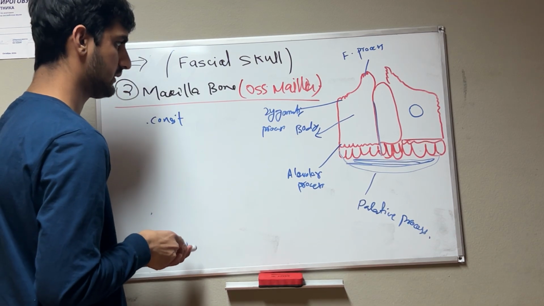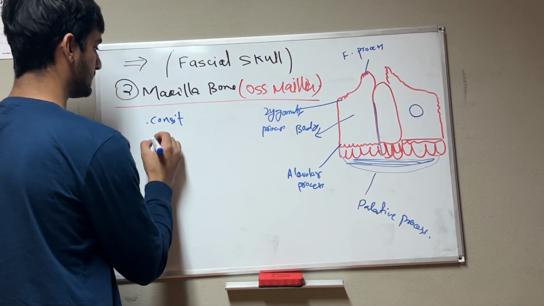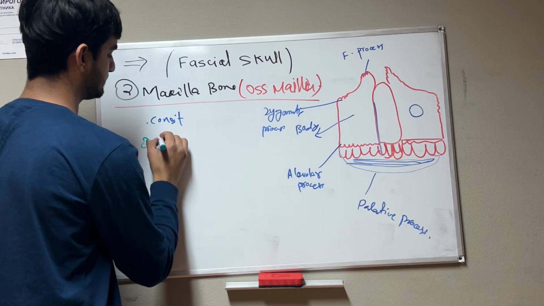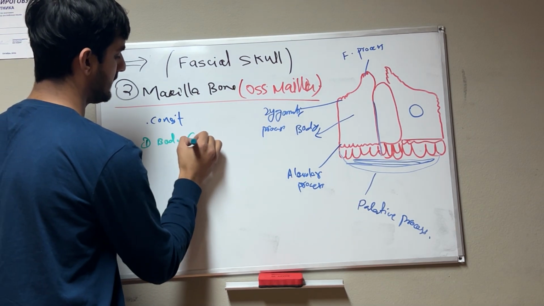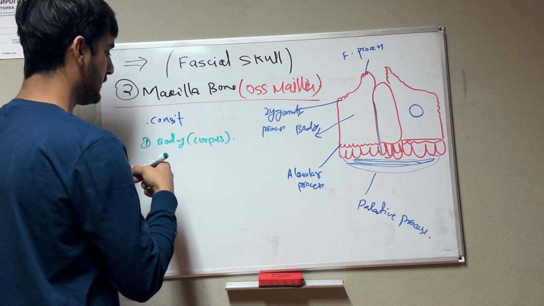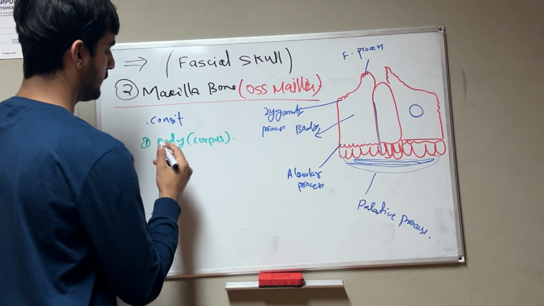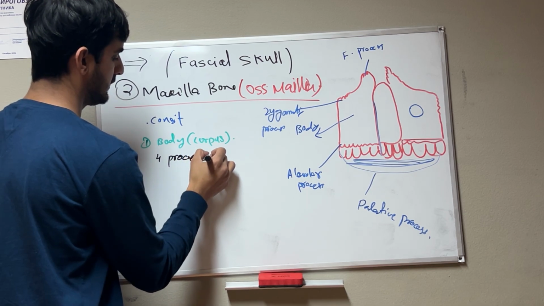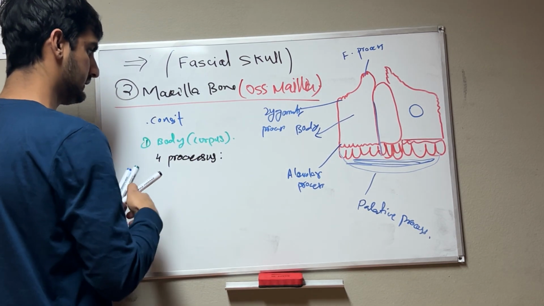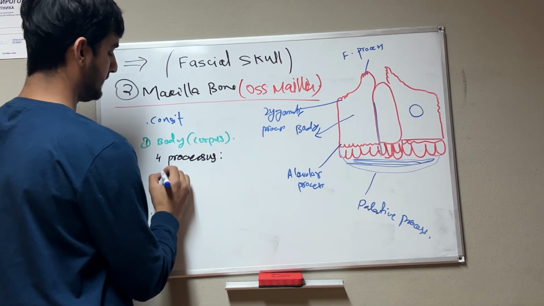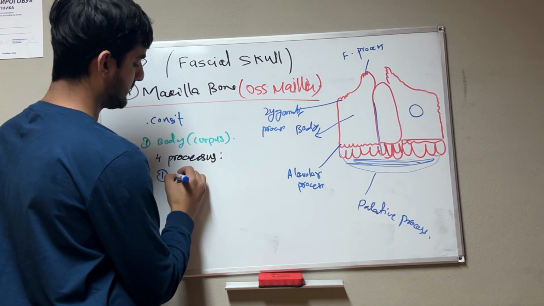Next, I will also write here what we have. First, we have the body, corpus. Then we have four processes. Processes in the Latin language.